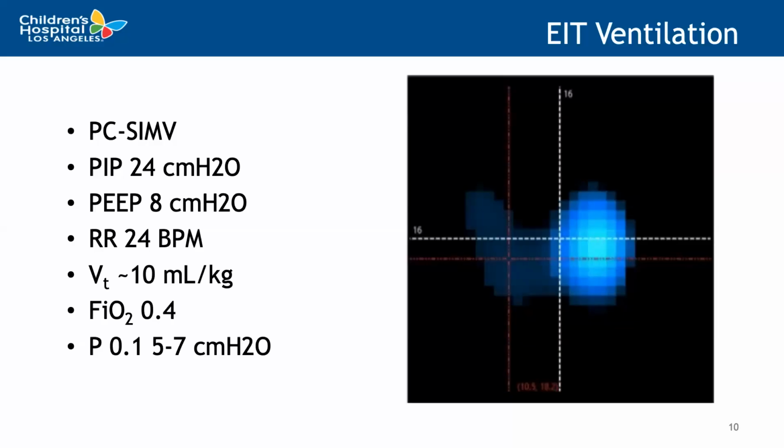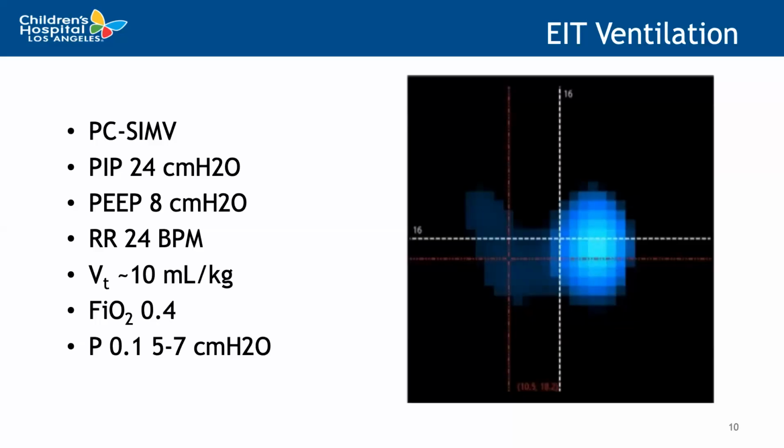And what is P0.1? This may not be a common metric for many of you. So this is the negative deflection in airway pressure that occurs in the first 100 milliseconds of every breath, and this is reflective of patient effort. We normally think of a normal value as being less than 3 to 4 in the pediatric population, and so 5 to 7 is quite elevated, suggesting that he was having quite a bit of respiratory effort even on those ventilator settings.